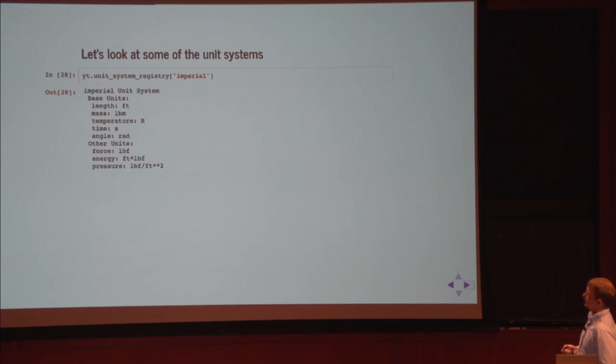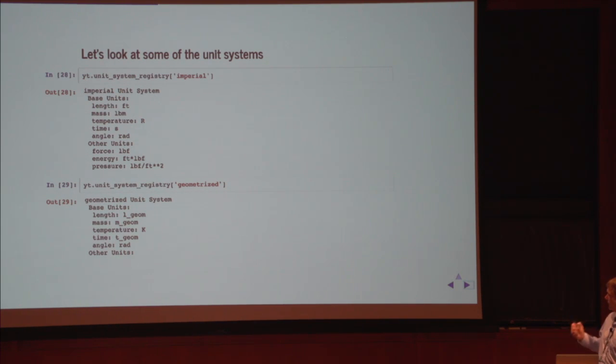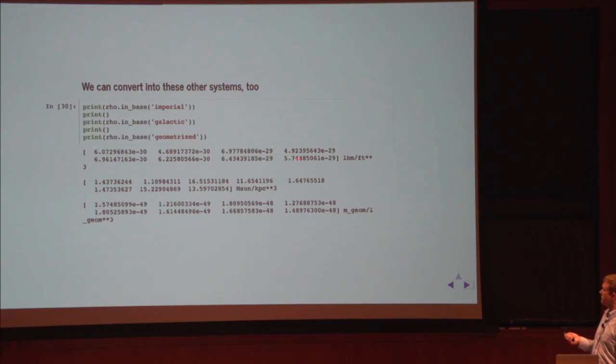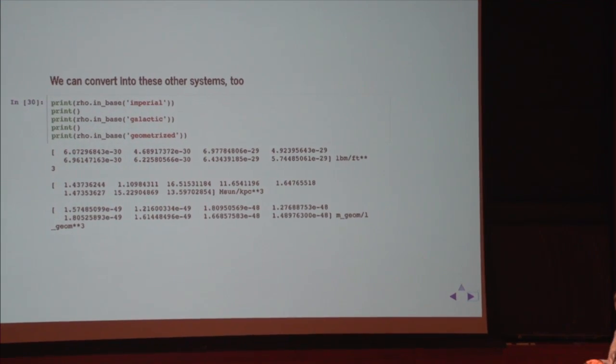Let's look at some of the others. If you really want to calculate a galaxy's temperature in Rankine, you can do that using the imperial unit system. Or if you wanted to calculate the density in pounds per foot cubed, you could do that. For you relativists out there, we have a geometrized unit system. This looks a little funny: l_geom, m_geom, t_geom. These are placeholders because we have to keep track of what the dimensions are, even though all of these are essentially equal to one solar mass. This is something we also added recently. And so we can convert rho into other systems like I did here. Here's me converting a galaxy cluster's density into pounds per cubic foot.